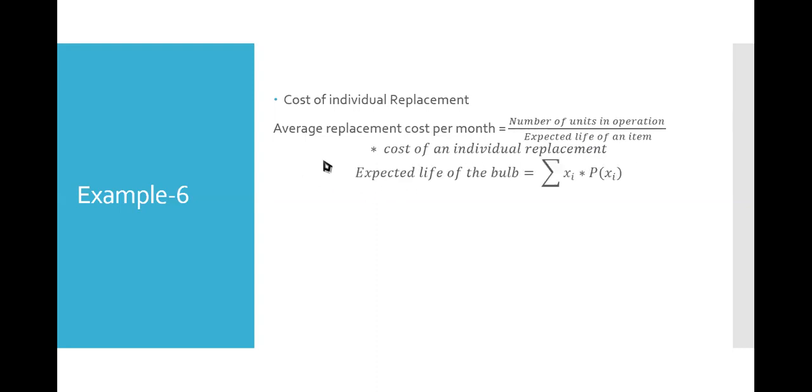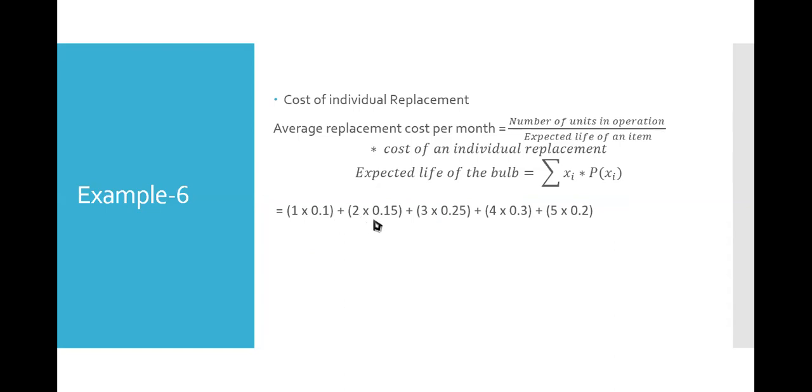Now expected life is the summation of xi into f(xi). For that, xi is the first month, second month, third month, fourth month, and fifth month. And P stands for probability, which is also a function of month. So at the first month, the number of components which are going to fail is 10%. So it is 0.1.